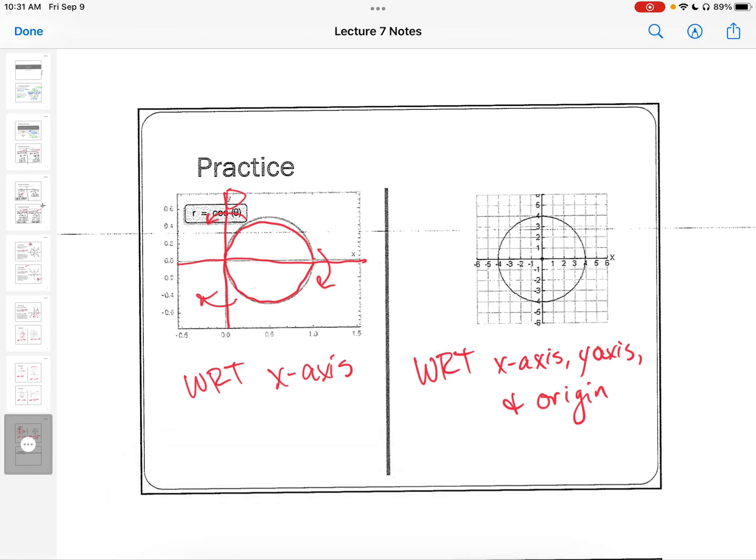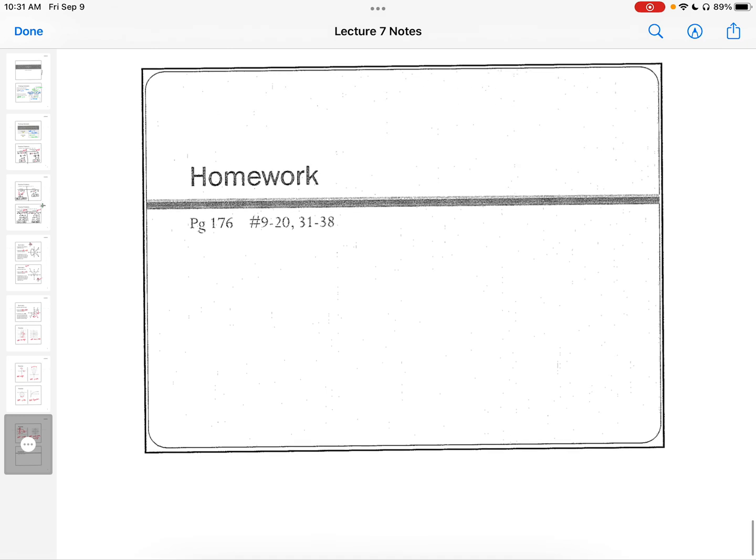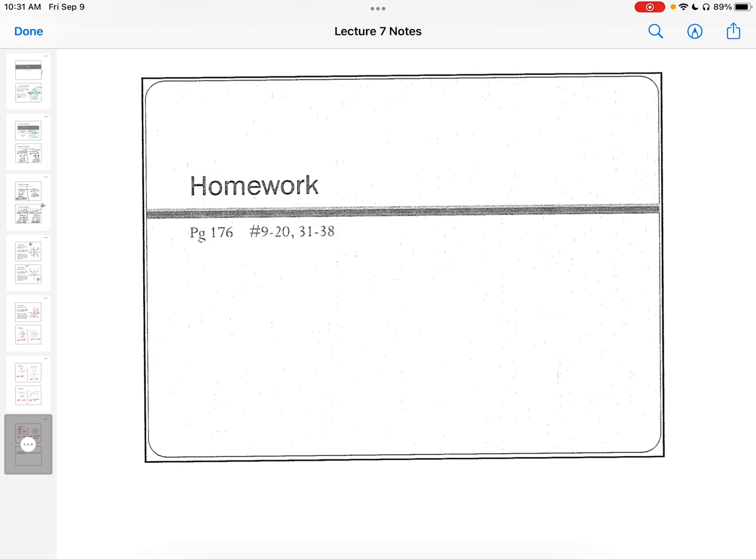Okay. When you guys get to class next time, we'll do these homework problems here. You'll be finding x and y intercepts, and then we will also be talking about symmetry.